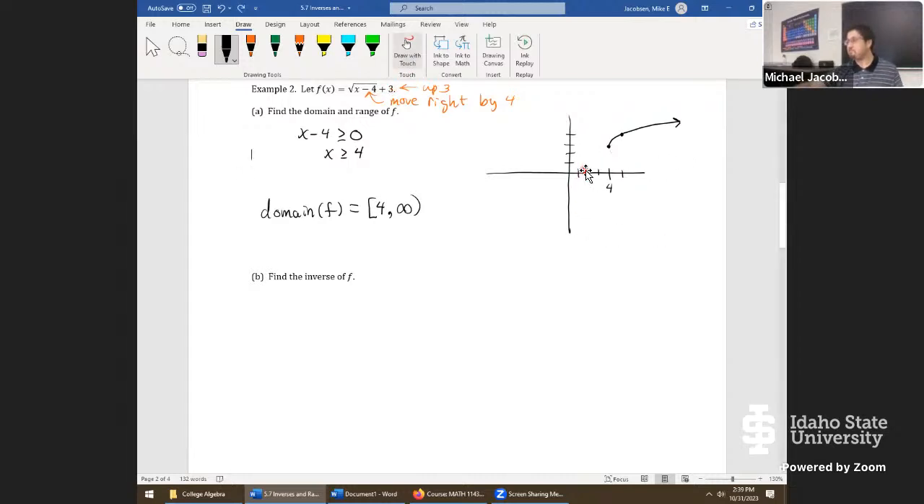So once we have this, now the range is not so bad. The range is the extent of all the second coordinates. It starts at 3, and it just goes upward forever. So the range of f is going to be from 3, then going off to positive infinity in that way.